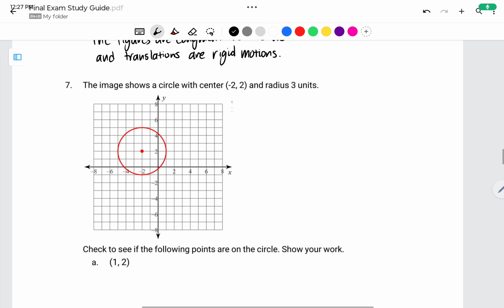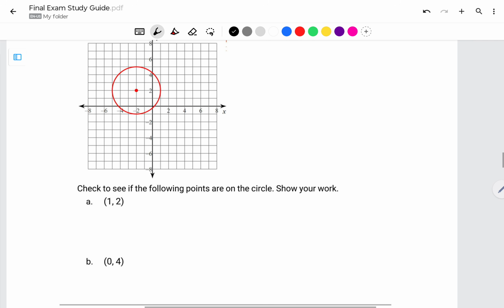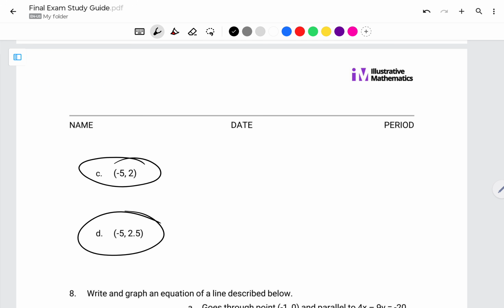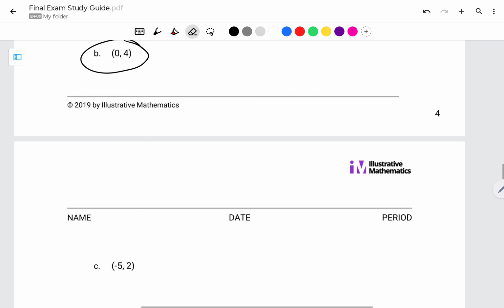Okay, number 7, the image shows a circle with center (-2, 2) and radius 3 units. Check to see if the following points are on the circle. Show your work. So we're trying to see, are all these coordinates on the circle? Okay. How do we do that?